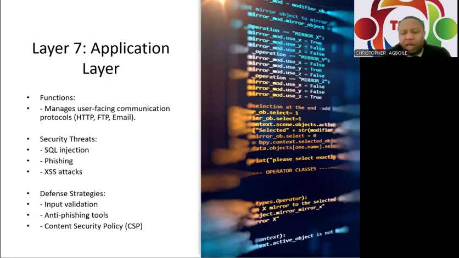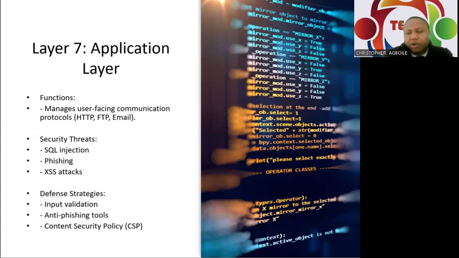So this can be prevented by having a good programming standard. Another thing that happens at this application level, or layer 7, is phishing, tricking users into revealing sensitive information. The prevention of this is user awareness, training, and anti-phishing tools. So this can prevent phishing.